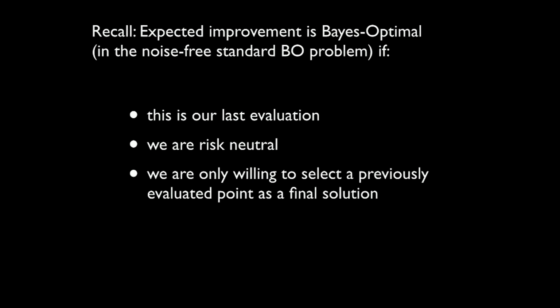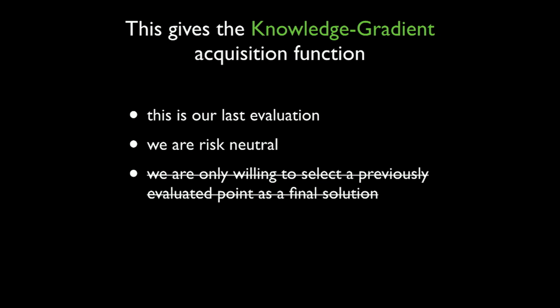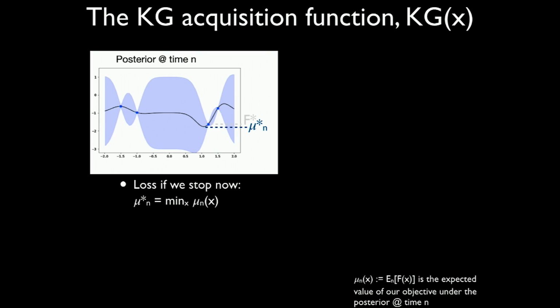So if you remember, the derivation of expected improvement is optimal under these assumptions, right? This is our last evaluation. We're risk neutral. We're in the noise-free setting. And I'm only willing to select a previously evaluated point as a final solution. So what I'm going to do is I'm just going to drop that last assumption. Okay? And it's going to turn out that the point to evaluate that's optimal under this reduced set of assumptions is something that we can compute and something that works really well. And it's what we call the knowledge gradient acquisition function.